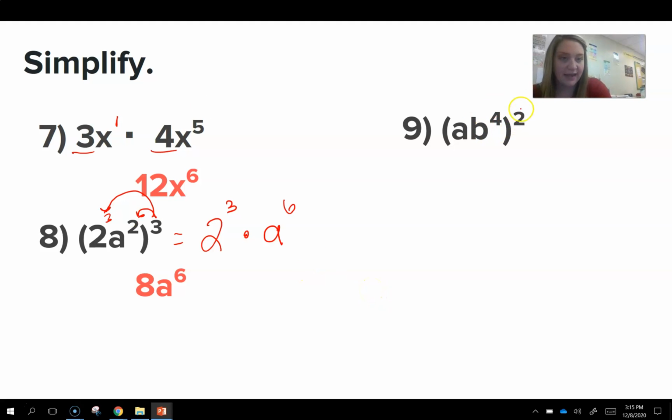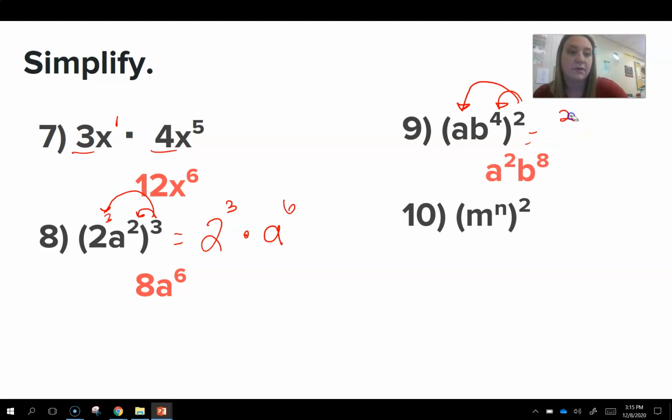Number 9, same thing. I have a product, so I'm going to distribute my exponent. So that's going to be a to the power of 2, and then b to the power of 4 to the power of 2, I get to multiply. So that's going to give me b to the power of 8. Now I have m to the n being raised to the power of 2, so power to a power, we get to multiply. n times 2 is just the same thing as saying 2n. So that becomes m to the power of 2n.